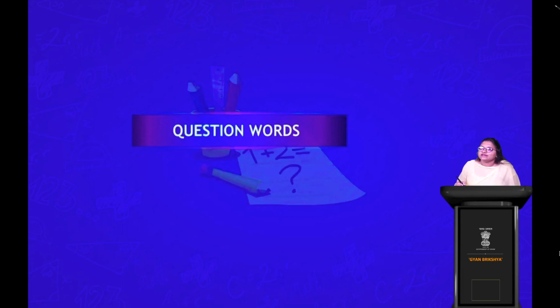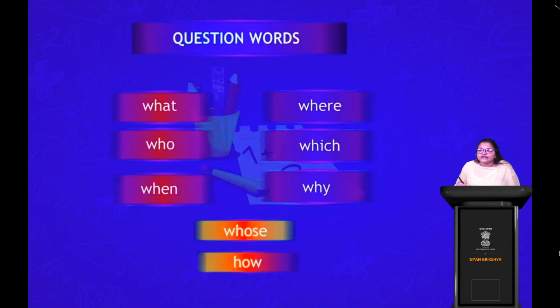Okay, now let's move ahead. So you see, these are all question words. What, who, when, where, which, why, whose, how. These are all question words. You remember? You must have read about types of sentences, interrogative sentences. Interrogative sentences ask questions. They begin with question words, WH words, right? So what, who, when, where, which, why, these are question words. Why are they called question words? এগুলোকে question words কেন বলা হয়? They are called question words because they help in asking question.